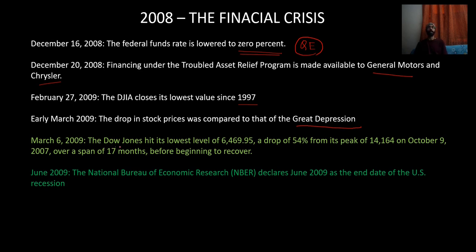March 6, 2009, the Dow Jones hit its lowest level of 6,469.95, a drop of 54% from its peak of 14,164 on October 9th, 2007. This is over a span of 17 months before beginning to recover. June 2009, the NBER declares June 2009 as the end date of the US recession. So there was a recession and it ended in June 2009. This was declared by the National Bureau of Economic Research.